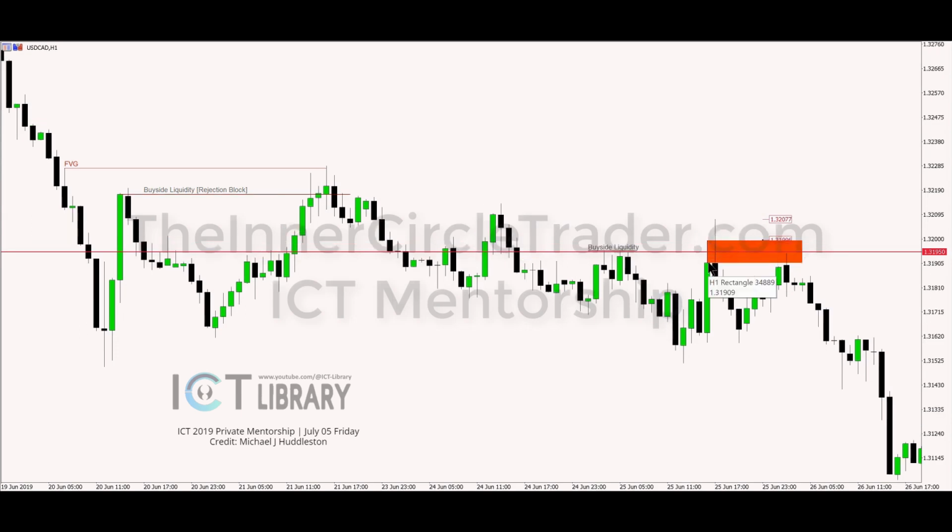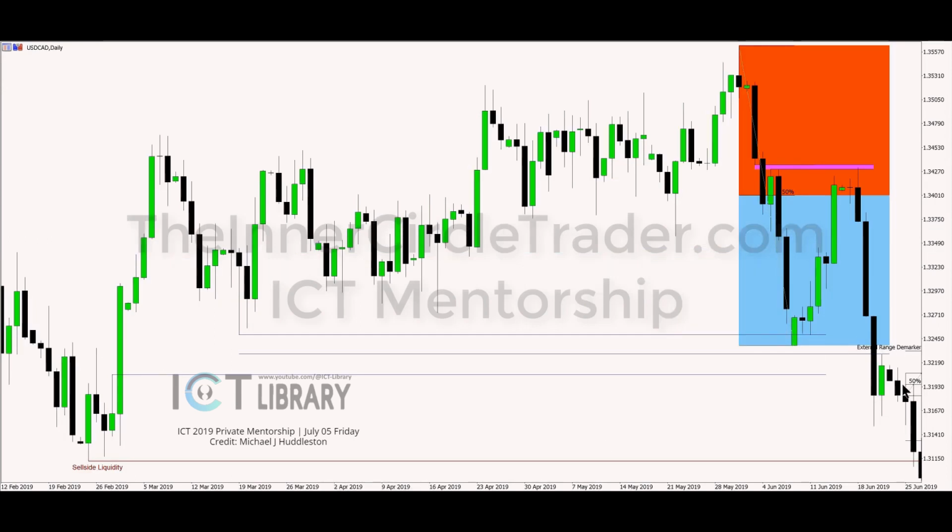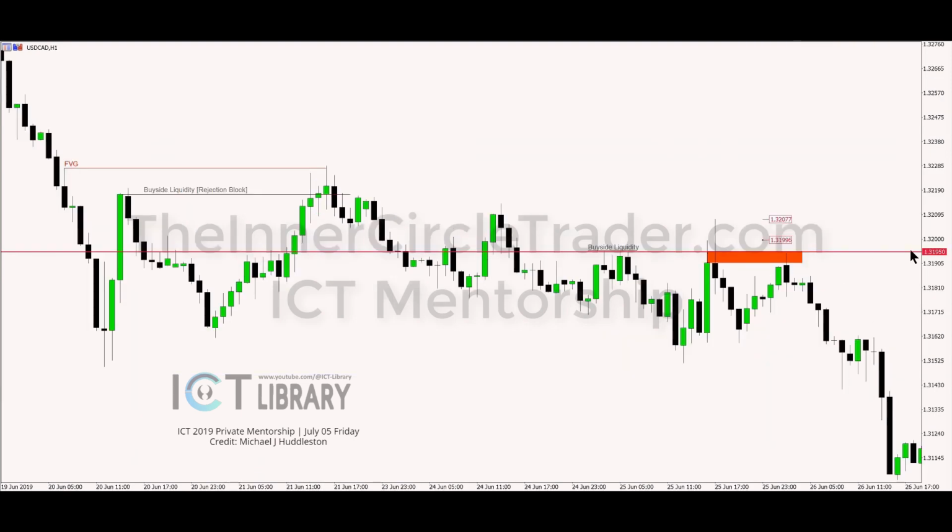So you have the rejection block, which is the highest up close, and to that 95 level, 31.95. So in this area here, we could be going short. Also, again, basing it on the external range demarker relative to the wicks on the daily chart, and then transferring it to an hourly chart, that 31.95 level, and the previous premium array, which is the rejection block.